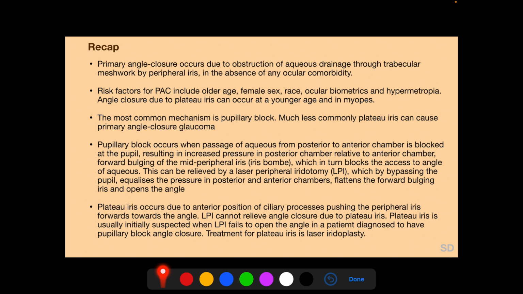Plateau-iris occurs due to anterior position of the ciliary processes, pushing the peripheral iris forwards towards the angle. LPI cannot relieve angle closure due to Plateau-iris, and Plateau-iris is usually initially suspected when LPI fails to open the angle in a patient diagnosed to have pupillary-block angle closure. Treatment for Plateau-iris is laser iridoplasty.